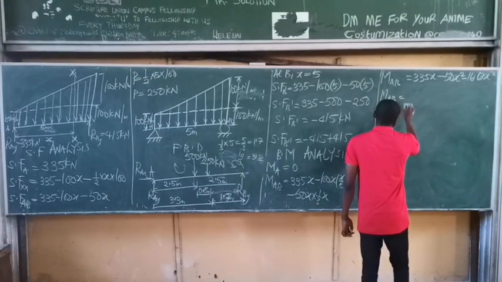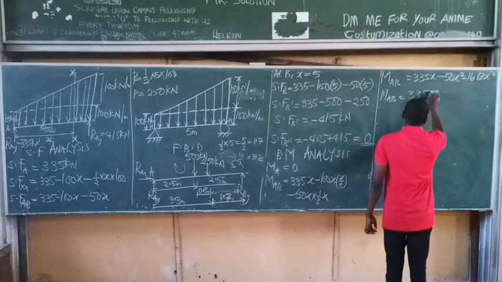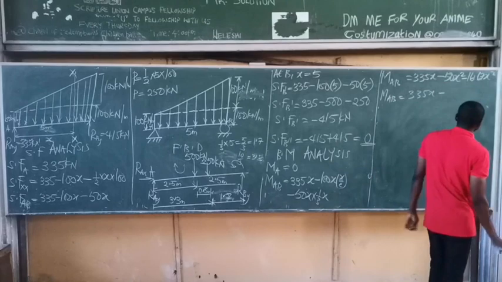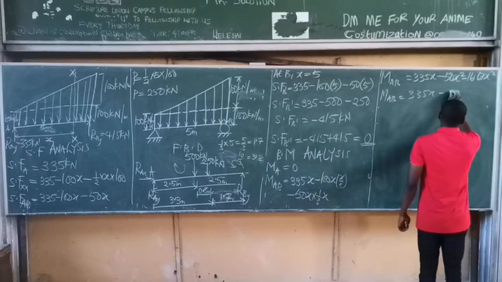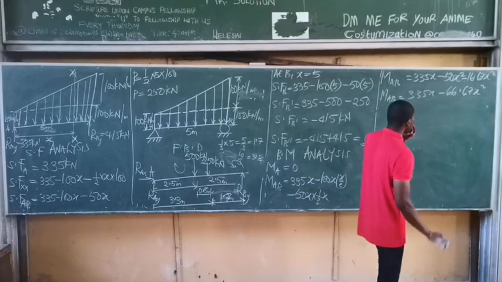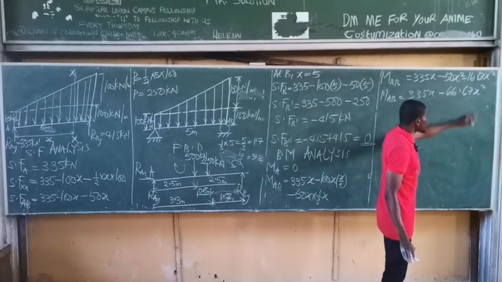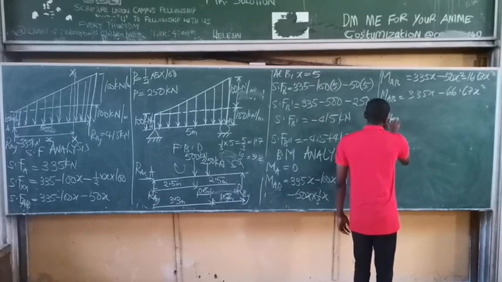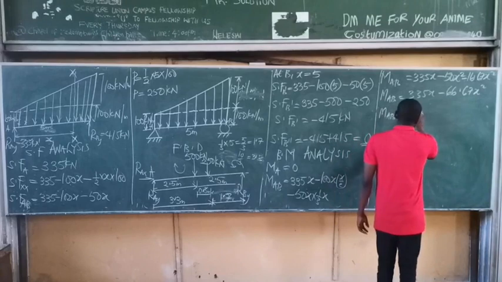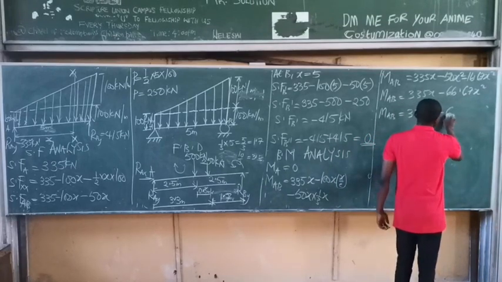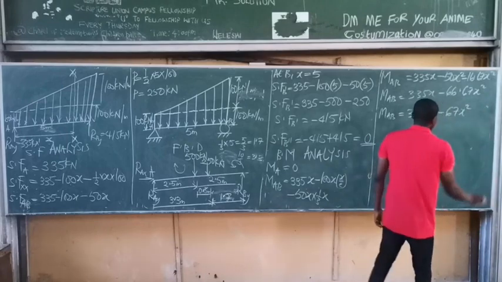If you want to evaluate that, you can further evaluate. Moment AB is simply 335x minus 150x squared, we have 16.67x squared. This can simply give us 66.67x squared. So of course we can approximate 66.67 to be 67. So it means moment AB equals 335x minus, approximating this, 67x squared.